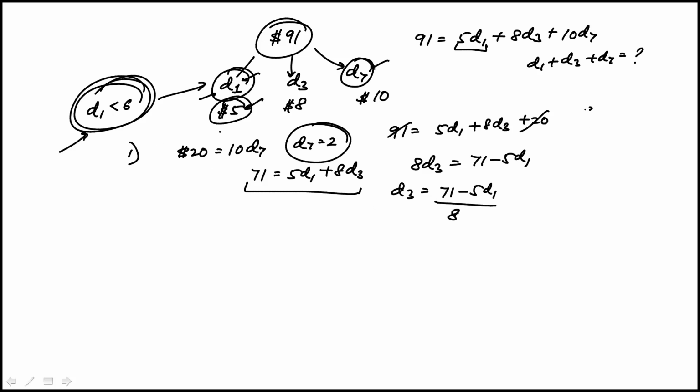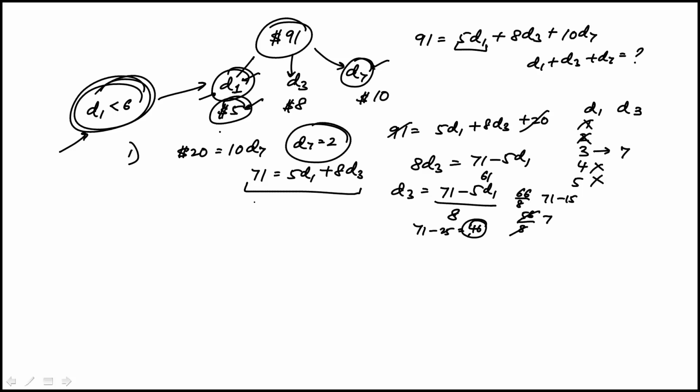So there aren't that many values, so I can just start by plugging in 1, 2, 3, 4, and 5. There's only 5. Now, if D1 is 1, this would be 66, which is not divisible by 8. So 1 is out. 2 would be 61, which is odd, so that's out. 71 minus 15 is 56. 8 does go into it. So now I have D3, and D1 is 3, D3 is 7. 4 will give me an odd, so that doesn't give me a unique value. 71 minus 25 is 46, non-divisible by 8, so there's no integer solution.